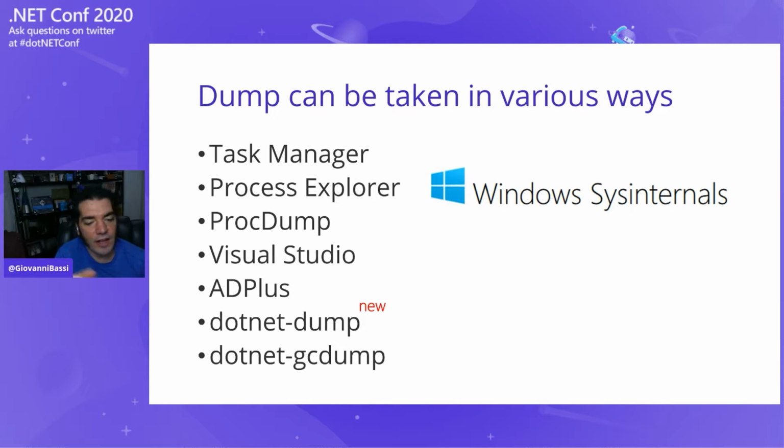Dumps can be taken in various ways. You can use the Task Manager in Windows. You can do it right now on your machine and take the memory dump. You can use Process Explorer or ProcDump from Sysinternals. They will help you take dumps, and you can configure ProcDump to take a dump at a specific point in time. Visual Studio is also able to take memory dumps. ADPlus is an old application from Windows that you can use to take memory dumps, and you can also set it up to take a memory dump at an exact point in time. And the two new ones are dotnet-dump and dotnet-gcdump, and we'll talk about those two a little bit more.